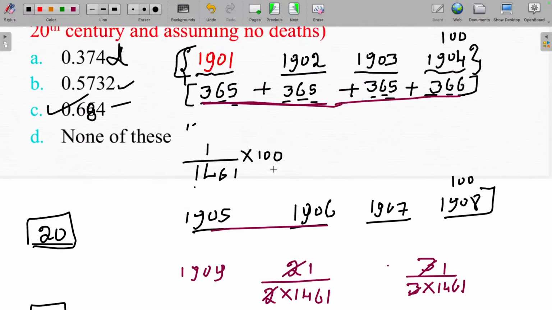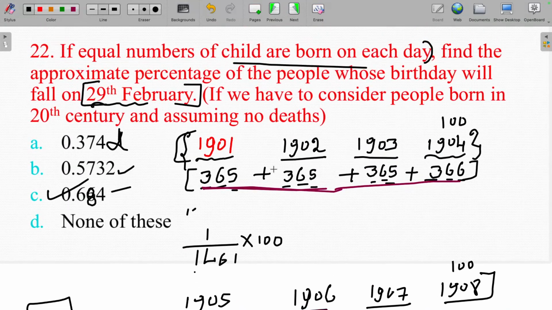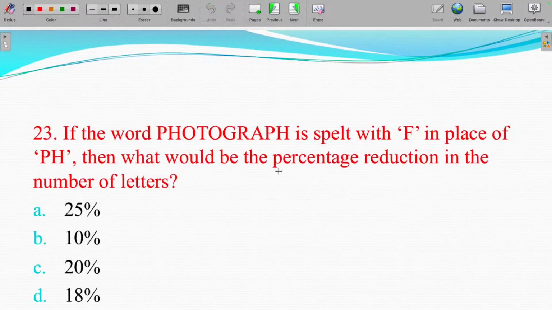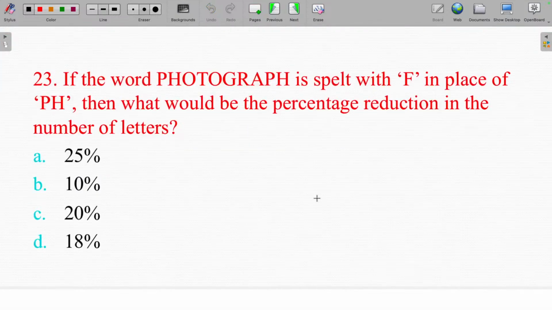Yes, sir. Okay, so this concept is important from the exam point of view. Next question. Afterwards you can write it. This is the last question, see now.